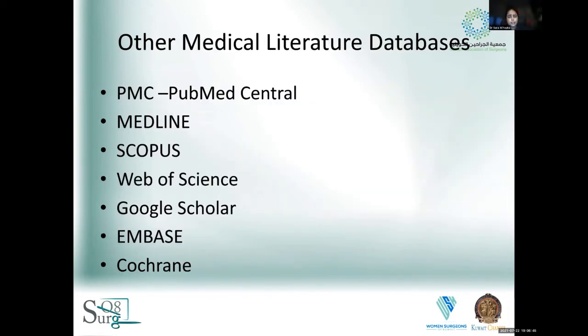There are other databases. If you're going to do a systematic review, you have to go through the rest of them. Even though PubMed is our workhorse, we have Scopus, Web of Science, Google Scholar, Cochrane. Some articles might not be on the classic PubMed interface, and you might find them on these other platforms.